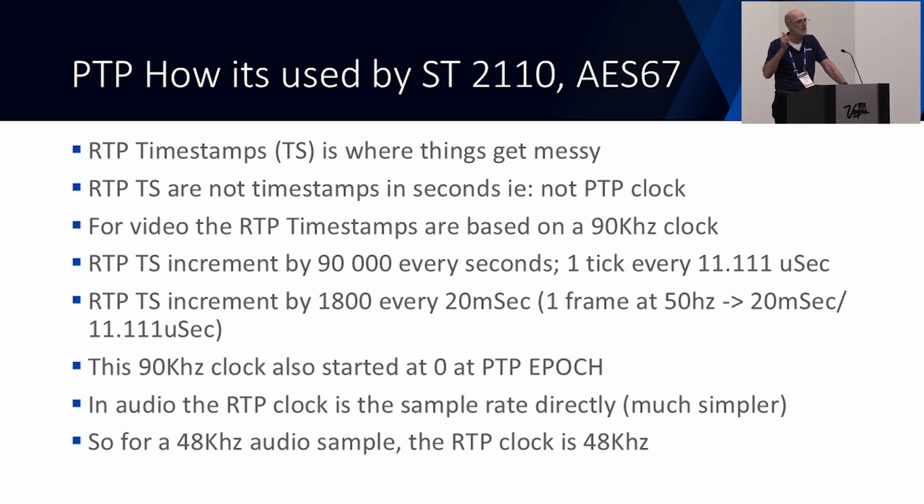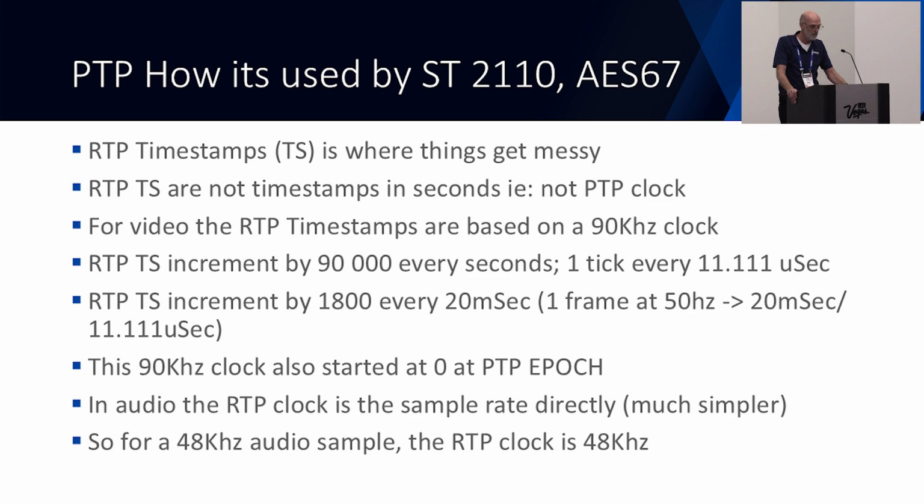So remember my 50 hertz signal? The RTP timestamp, every frame, goes up by exactly 1800. Okay, so a frame's 20 milliseconds, divide by 11.111, you get 1800. This 90 kilohertz clock also started at epoch. Okay? So now there's a direct relationship between my RTP clock and my PTP clock because they all started at 0. Plus my frames, they all started at 0. That's part of how the 2110 spec works when it comes to RTP timestamp and clock.